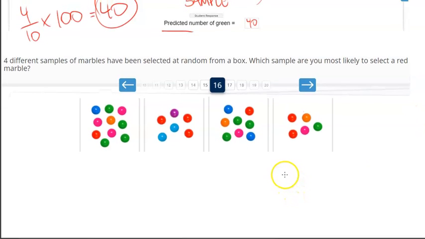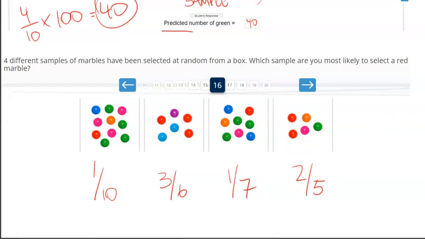We've got 4 different samples of marbles. They've been selected at random from a box. From these samples, which sample are you most likely to select a red marble? So we've got sample 1, 2, 3, and 4. And so what we're going to do is look at how many reds were selected from the whole sample within each smaller sample. So here we have 1 over 1, 2, 3, 4, 5, 6, 7, 8, 9, 10. So there's a 1 in 10 here. There is a 3 in 6 chance here. There is a 1 in 7, and 2 out of 5.